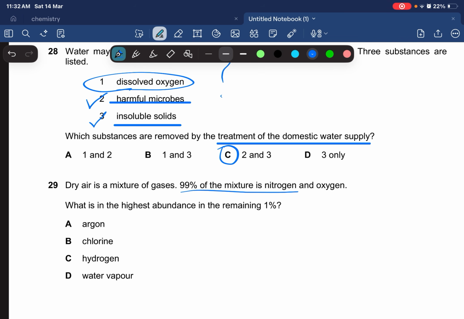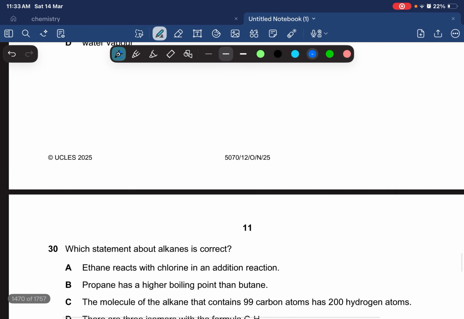Dry air is a mixture of gases. 99% of the mixture is nitrogen and oxygen. What is the main gas in the remaining 1%? Argon. Thank God I remember it. Argon and then carbon dioxide. Okay? So please don't forget that you have argon and then carbon dioxide. Argon forms 0.9% and carbon dioxide about 0.04%. So that's a smaller number.